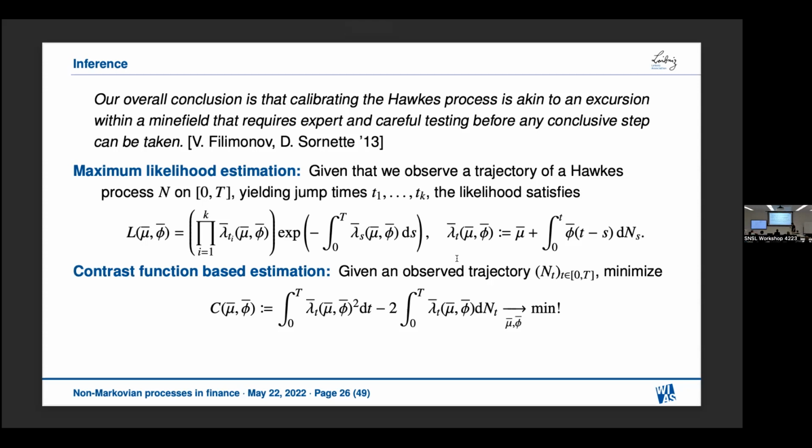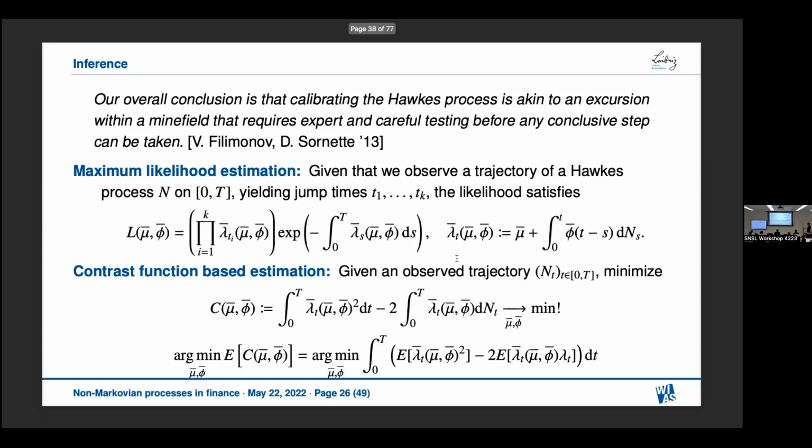Now, the second very nice estimation procedure is called the contrast function. And here the idea is you minimize the difference between two terms. The first term is the integral of the squared intensity function. And the second term is two times the integral of the intensity function against the counting process.